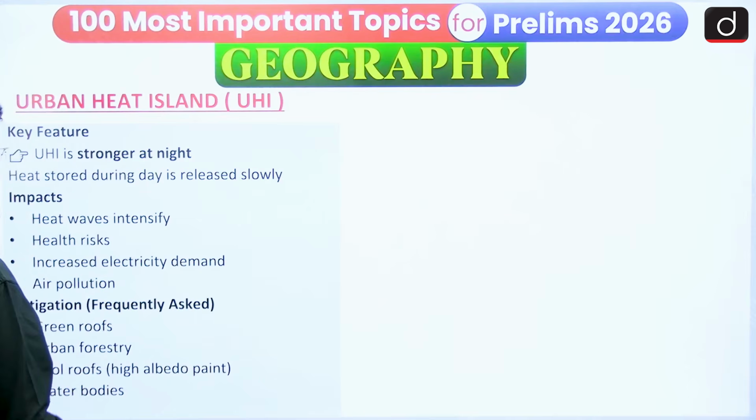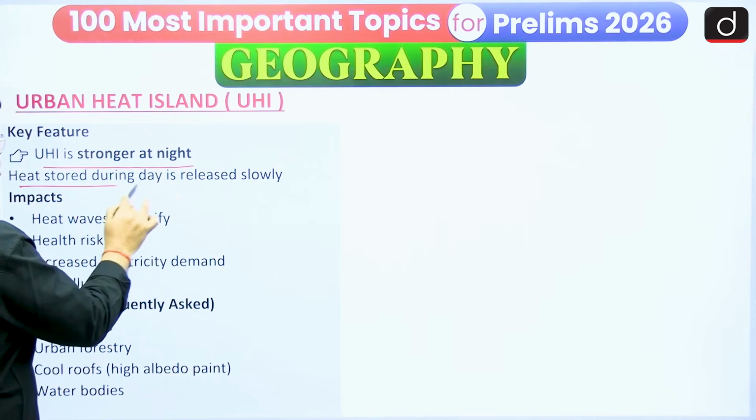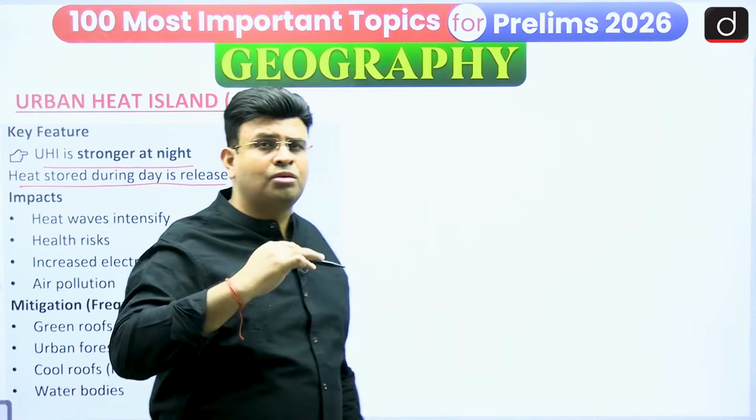And here the key feature: the urban heat island is stronger at night, because heat stored during the day is released slowly at night.